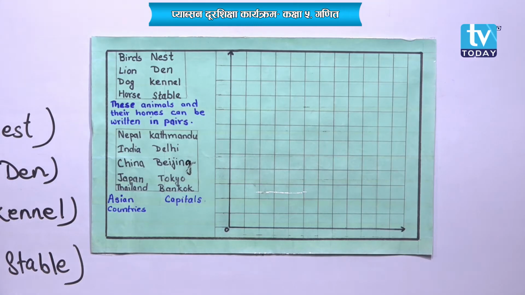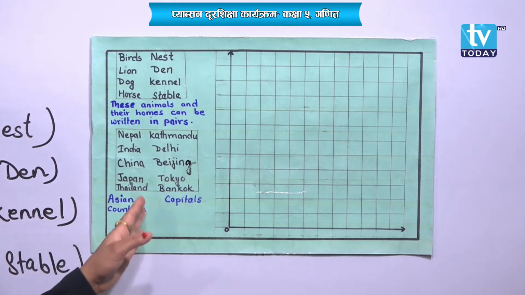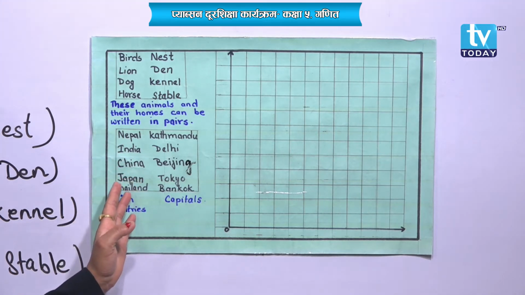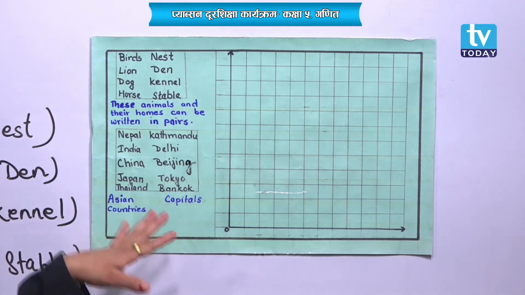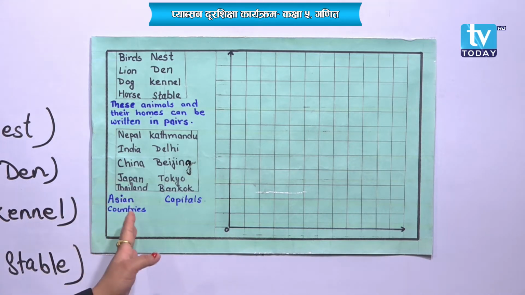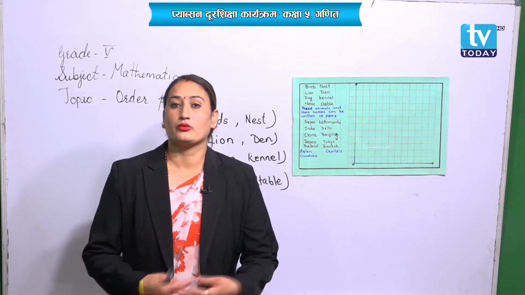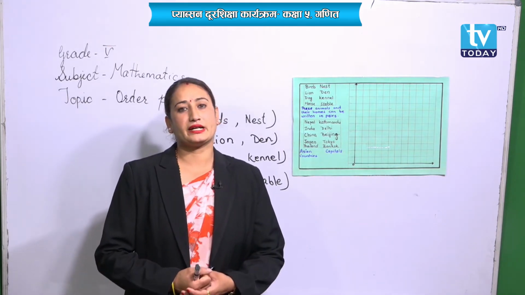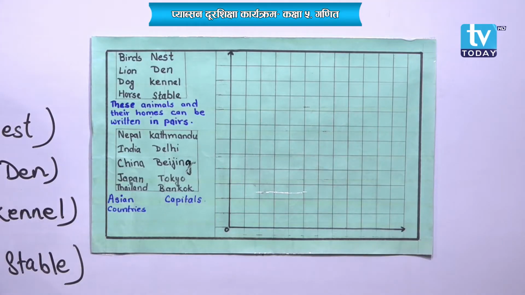Now, another question is for you. You have to make a note by yourself. You have to make an ordered pair in your notebook, okay? See here, I have written five Asian countries on this side, and you have to write their capital cities over here. So, what you have to do? You have to make an ordered pair with the name of the country and their capital.